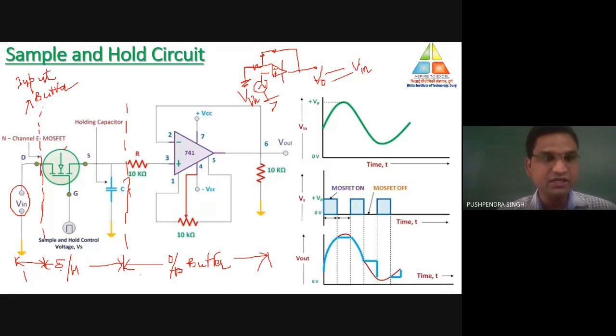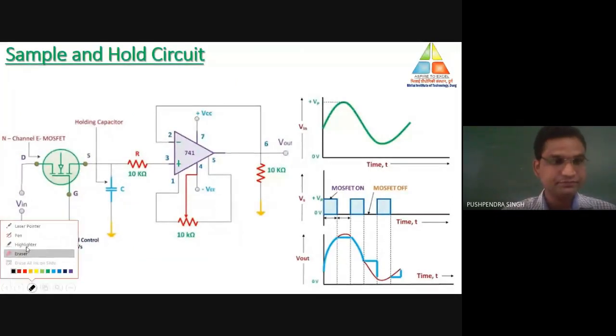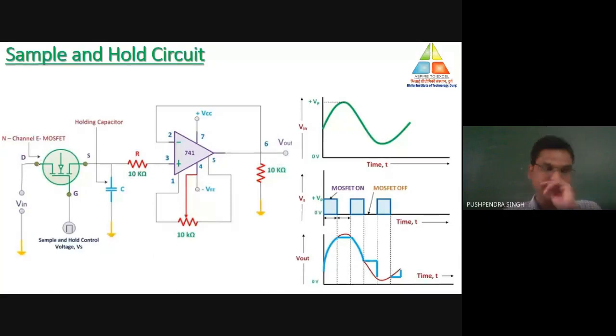Now moving further to the operation of this circuit. What is this? This is a switch, and as a switch we may use a BJT or a MOSFET or a FET. These can be used as a switch. Basically here we are using the BiFET as a switch.